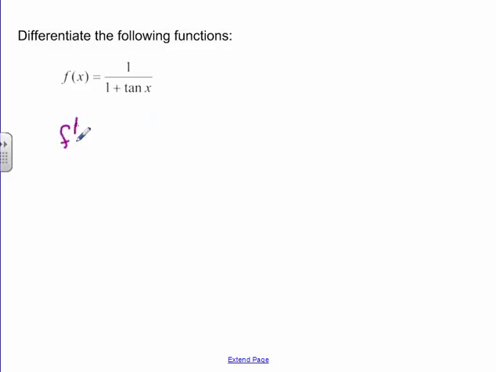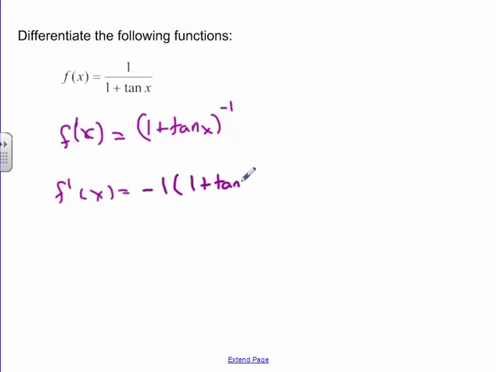Before I work with it, let's just rewrite it like this. 1 over tan, like that little bit there, the 1 over the top part, you could have written it with a -1, which means you may find it easier to take its derivative using the drop down the power rule and use a chain rule inside. So you'd get -1, keep the baby inside, drop it down to a -2, and then times by your derivative of 1 plus tan x.